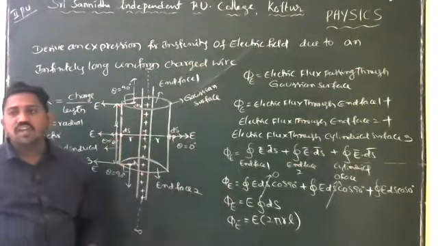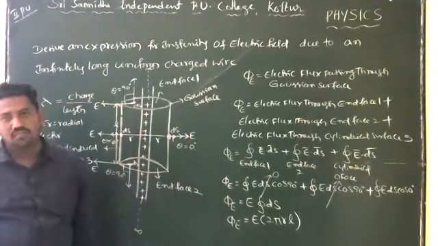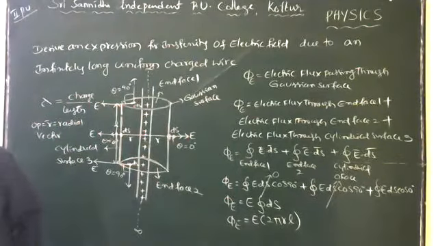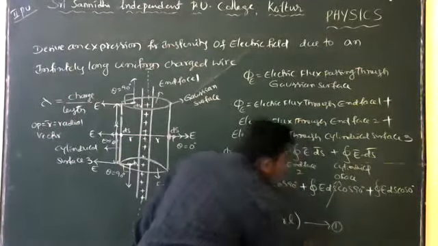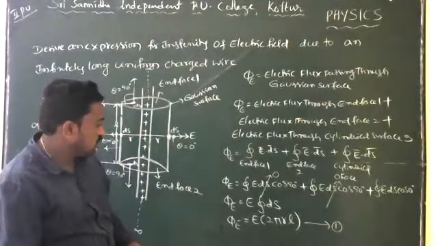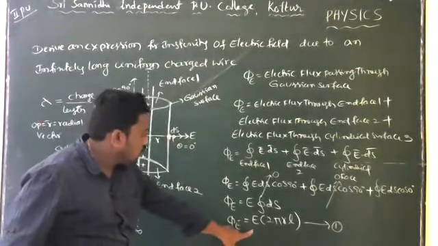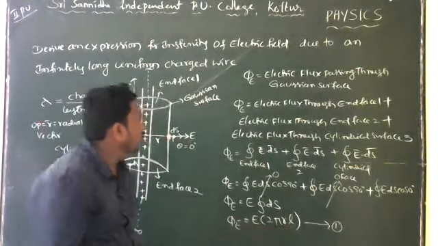So what is the formula for the area of the cylinder? 2 pi r into L. So 2 pi r into L is the formula for the area of the cylinder. So this is equation 1: phi is equal to E into 2 pi r into L.